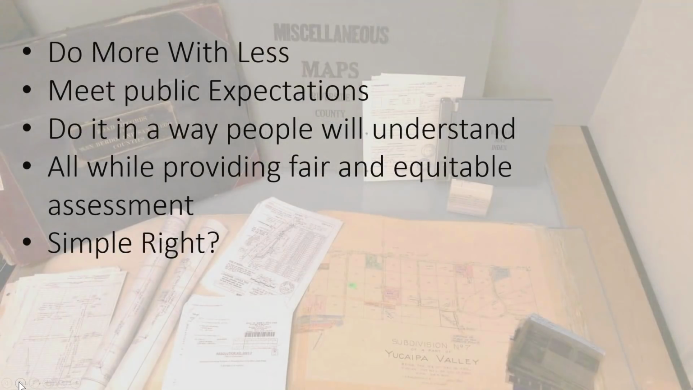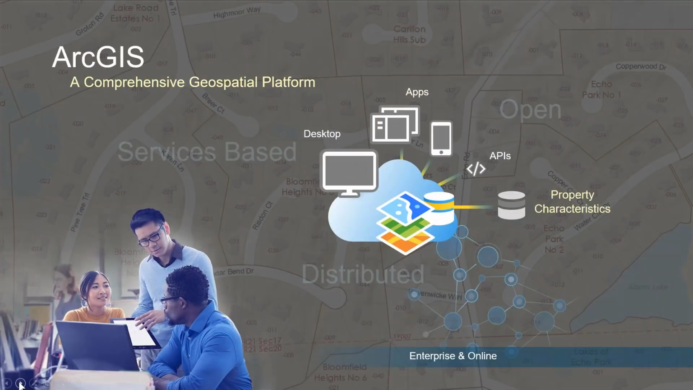So I want to recap really quick. Essentially, you are asked to do more with less, meet those public expectations, and do it in a way that people will understand, all while providing a fair and equitable assessment. I mean, that sounds pretty simple, right? So the big question is how. I wanted to lay out those business goals and challenges to set up how we can start to do this, and that's the important part here.